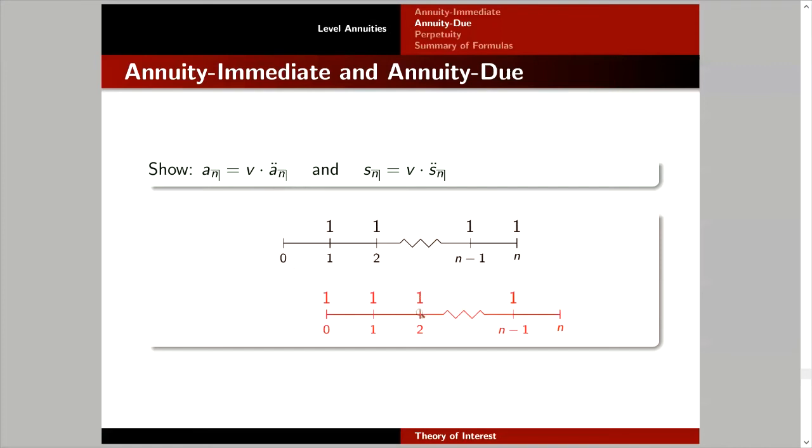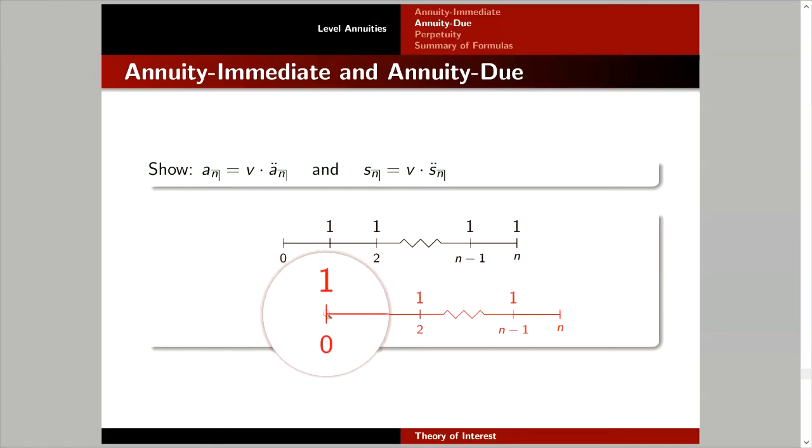Now, let's consider the red timeline. Let's consider first that this is our time 0. And you want to get the value of all these red ones at time 0. So what is the value? That will be a double dot angle n. Why a double dot? Because you see, payments are made at the beginning of each period for n periods, right? So that's why if you carry all the red ones here at time 0, the present value is a double dot angle n.